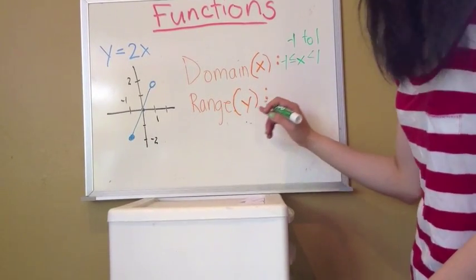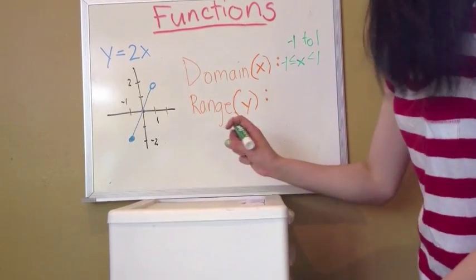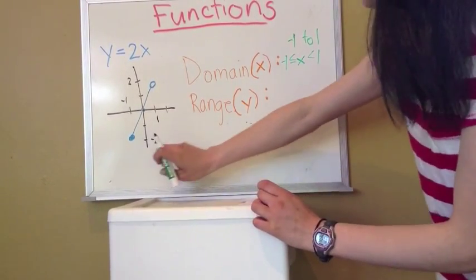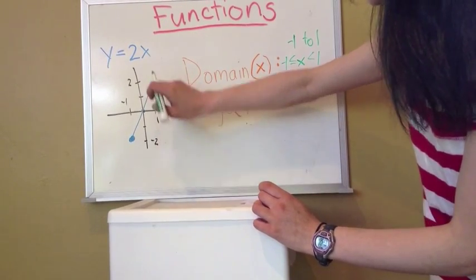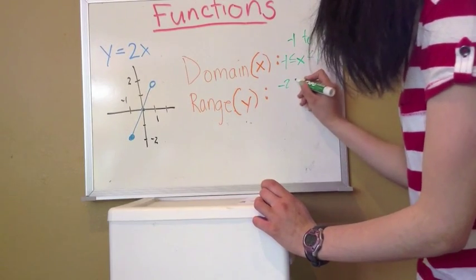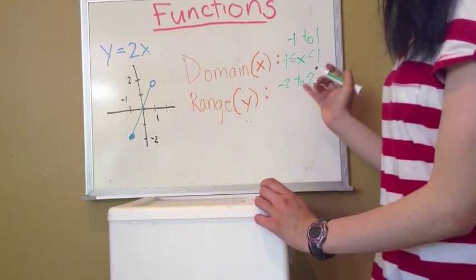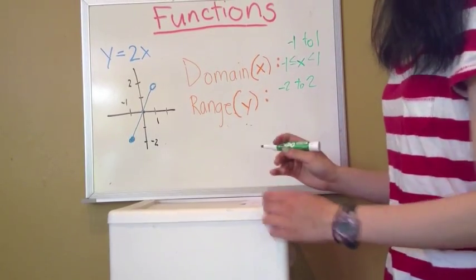Now let's look at range, which is the same thing as we did with domain, but in terms of y. So it goes from -2 to 2. So let's just write that down. -2 to 2. And now let's look at the endpoints, just as we did for the domain.